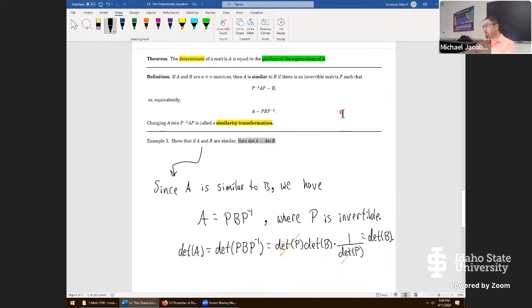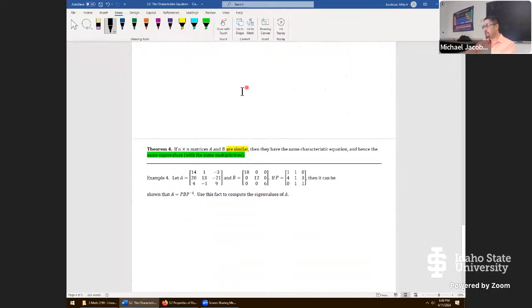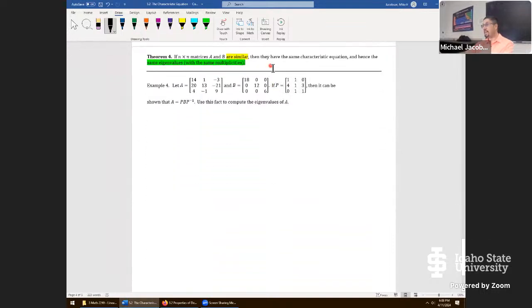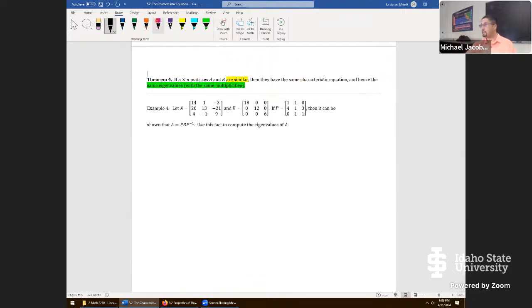Okay, let's get to the bigger result. Theorem 4 says now, if you have similar matrices, let's just say what it means right here. A is going to be equal to P times B times P inverse. So that's what it means for similarity. Then they have the same characteristic equation, and they will have the same eigenvalues. So our work on determinants extends down to this statement.